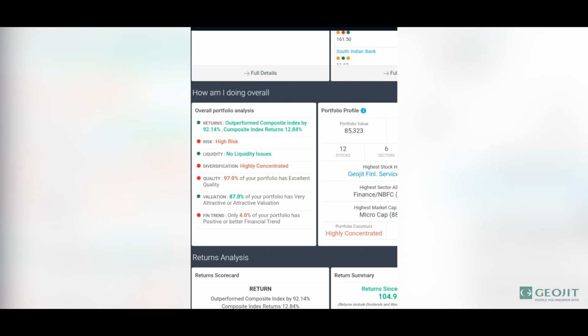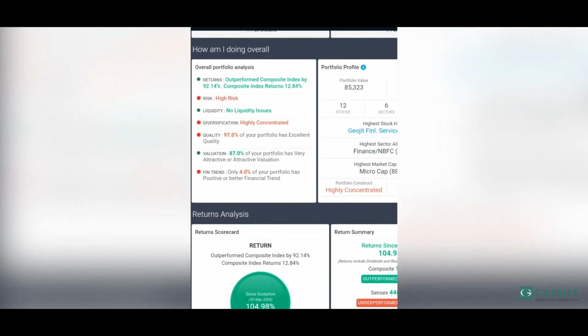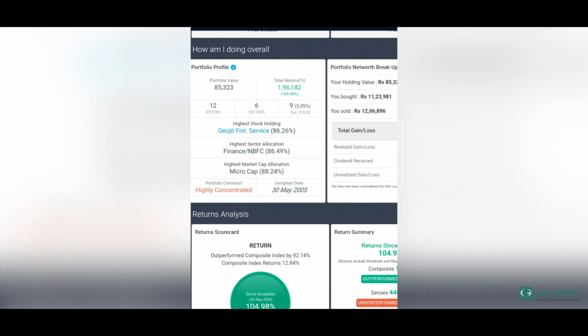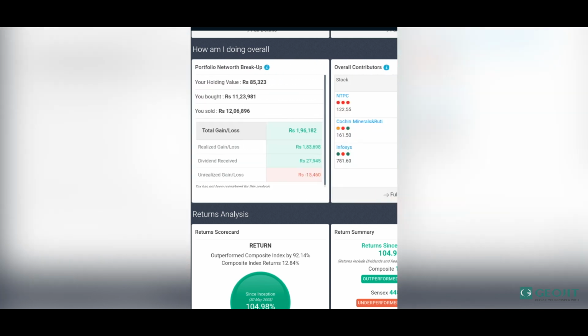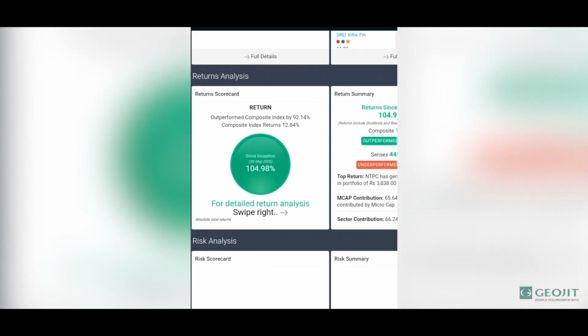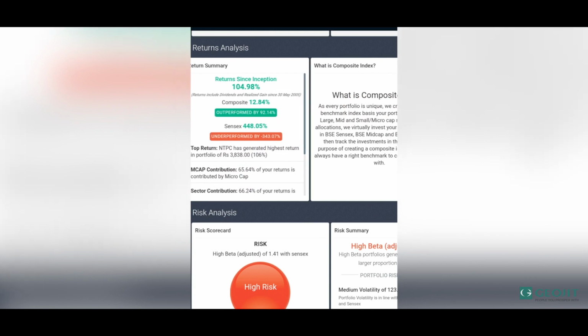Now this is the 7 indicators which represent your portfolio, in terms of returns, risk, liquidity, diversification, quality, valuation, and financial trend. Each of the cards is explained here with the portfolio profile, the net worth breakup, overall contributors, etc. Now each of the indicators is explained one by one. So here comes the returns analysis. You can just slide on to the details of the returns analysis.